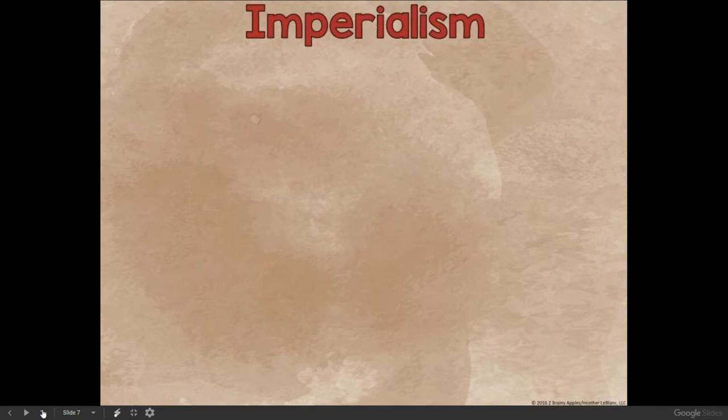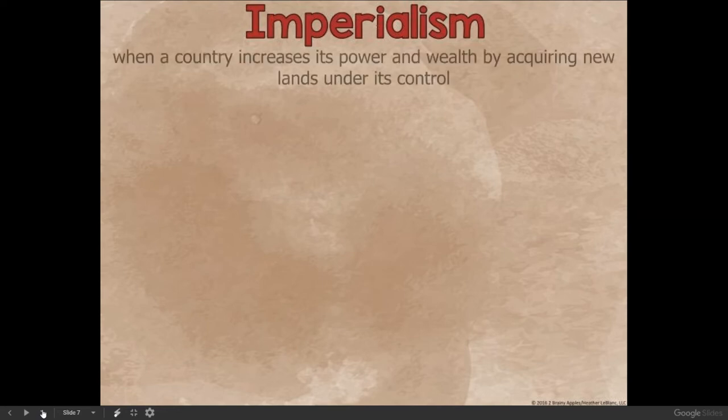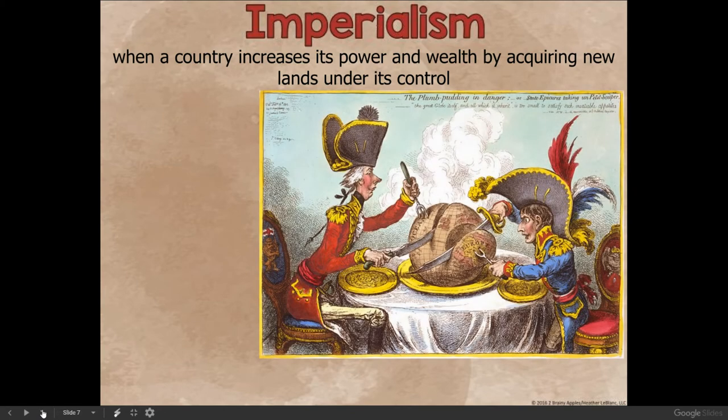Our third cause, or the I, is imperialism. Imperialism, again, is when one strong country seeks to dominate a weaker country. So the definition here is when a country increases its power and wealth by acquiring new lands under its control, or we can call those new territories. So what was happening here is different countries across Europe are looking to carve out different parts of the world so that they can have control.